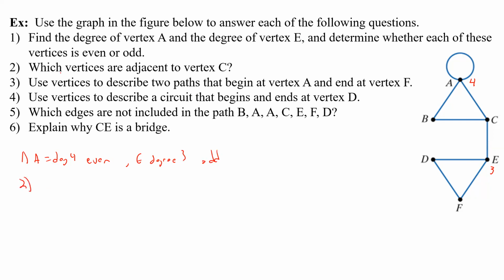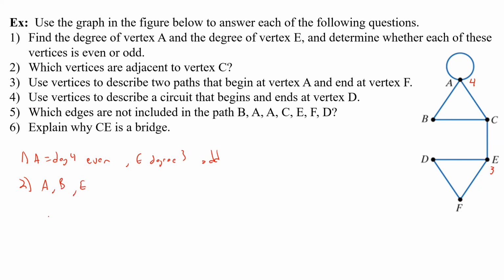All right, what about 2? Which vertices are adjacent to vertex C? So we want to look at C and see which ones are adjacent to it. If we look here, what's adjacent to it? Well, B is adjacent to it, A is adjacent to it, and E is adjacent to it. So here we can say A, B, and E.